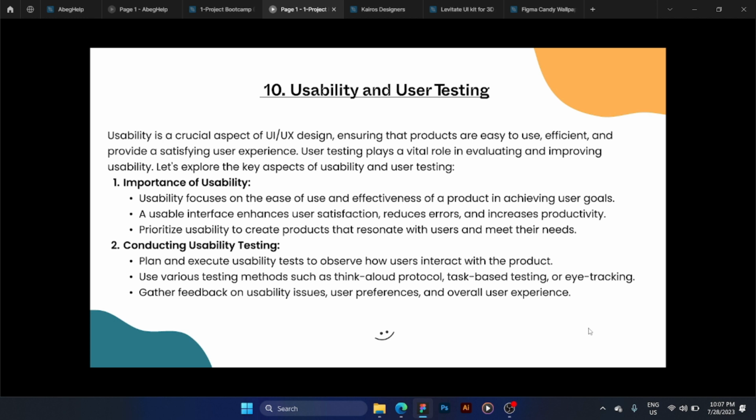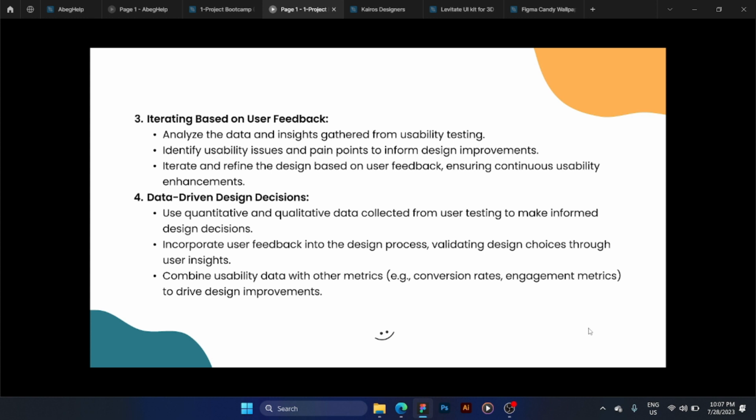Another thing is iterating based on user feedback. The data and insight that you are able to gather, you ensure that you are solving the problem. Another is data-driven design decisions. The reason why you did something should be, for example, that the user complained that the button was on the left-hand side and they couldn't see it, so you decided to move it to the right-hand side. Do you get all those kinds of things? So every move you are making is because of the user, not because of yourself. Are you getting it now?